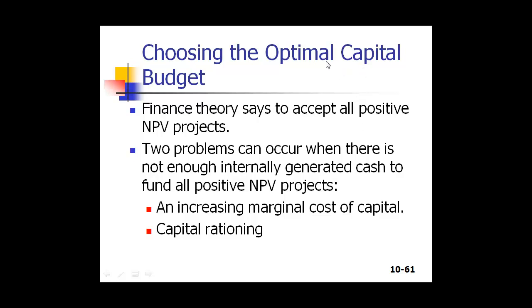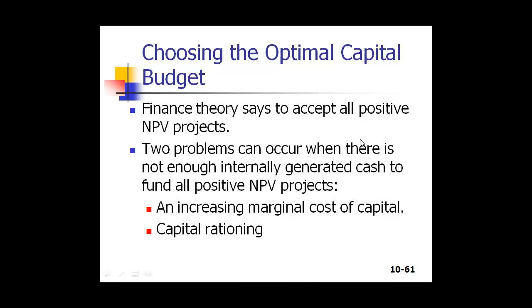Choosing an optimal capital budget. Now, according to finance theory, what should be done is you just accept all positive NPV projects. But that would mean an unlimited budget. Okay, realistically, does that happen?